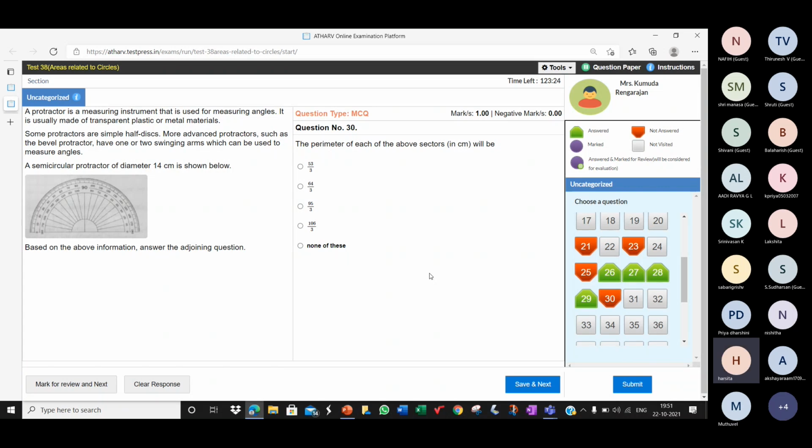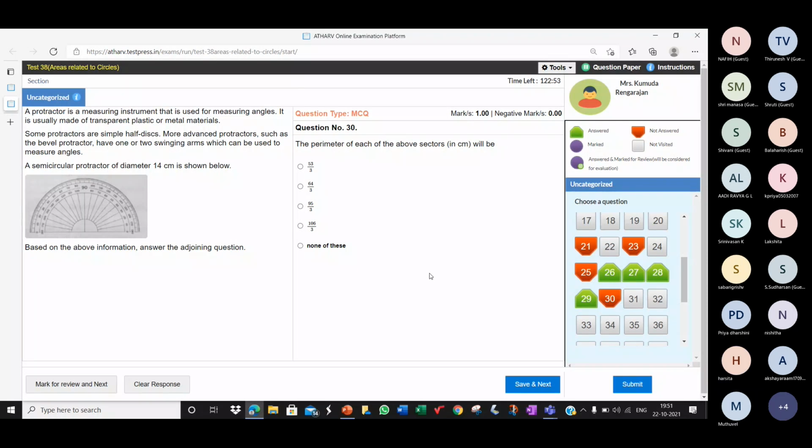Ma'am, I'm getting 53 by 3. 53 by 3. Okay, let's ask Harshita. How do you get 53 by 3, Harshita? Ma'am, I used theta by 360 into 2 pi r. 11 by 3 came, ma'am, plus I add 2. Correct. That's good. So I get 53 by 3. Ma'am, I am also getting the same.